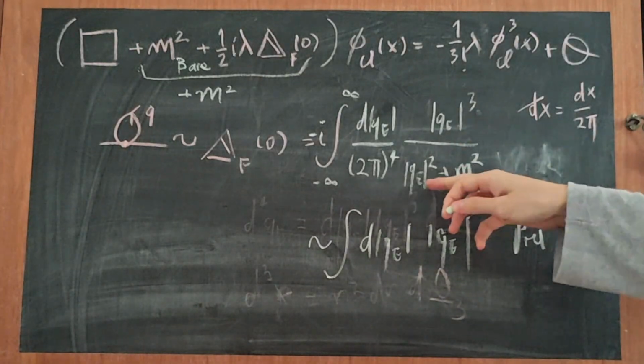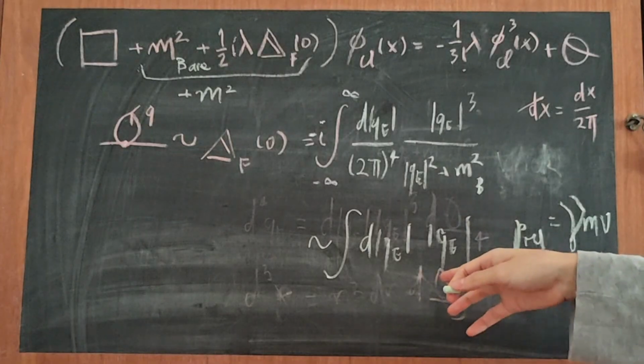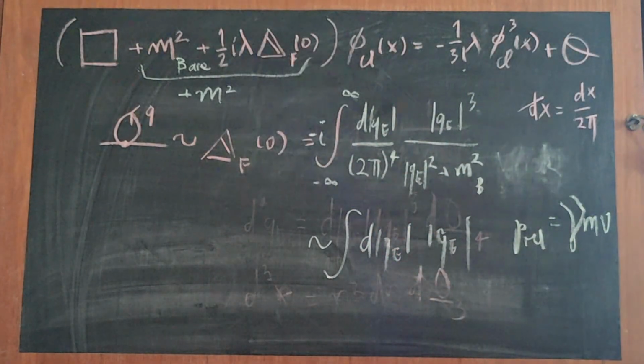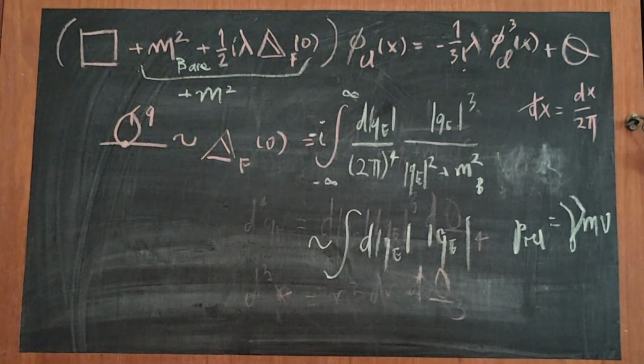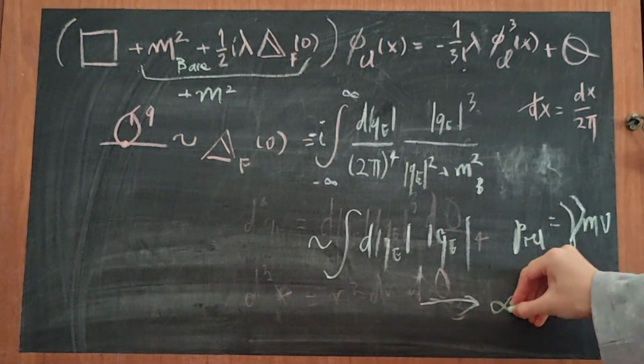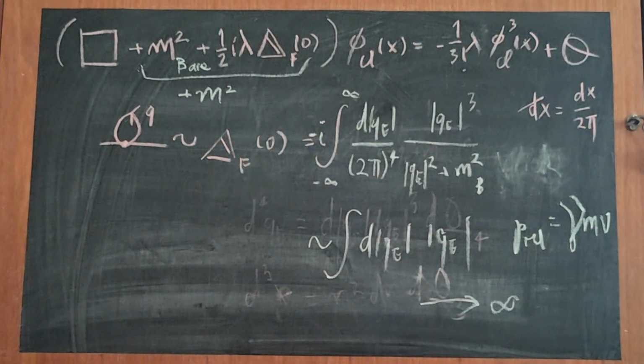Because you have 3 powers on top, you have 2 powers below. And this integral diverges as you take the integral across all space. So that's where the issue lies. That's how we've shown that this is an infinite quantity. So how can we go about dealing with this?